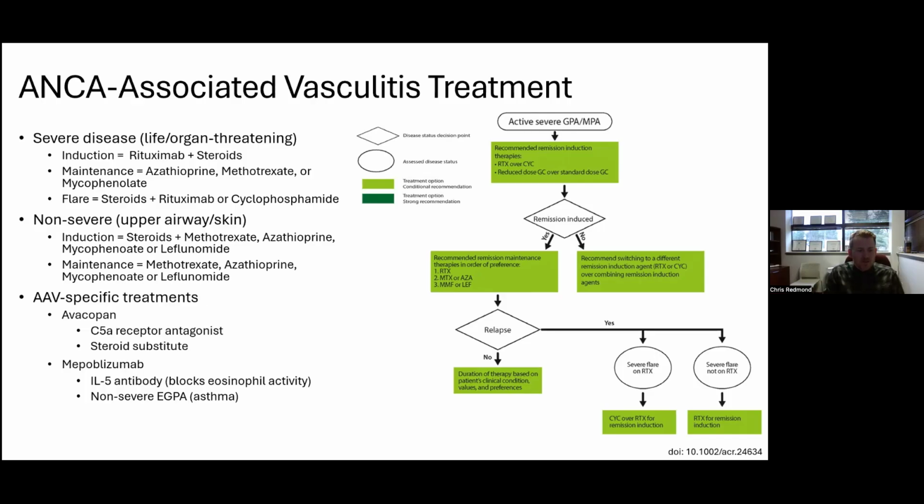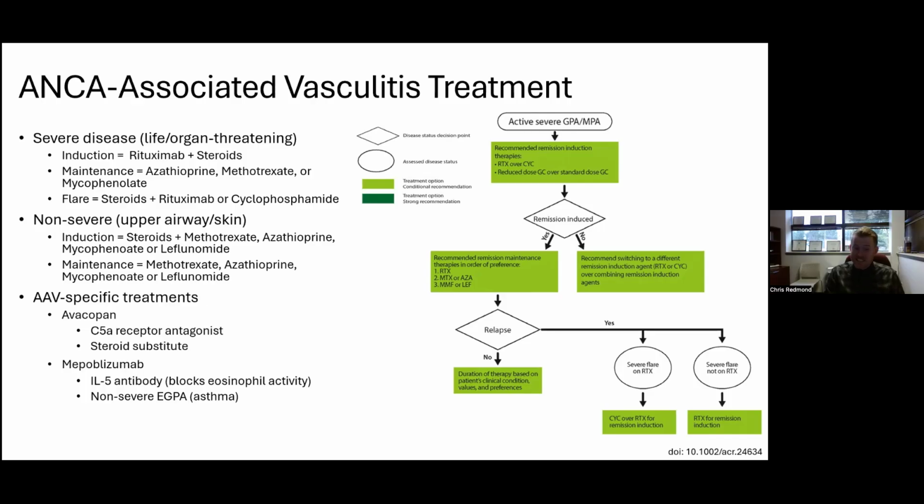So Avacopan is the first FDA-approved medication that was specifically made for ANCA-associated vasculitis. It's a C5a receptor antagonist, and so it's not used in place of any of the specialty medications. It's actually used in place of the steroids, and it's shown to be pretty successful. I will say a couple things. There have been some concerns about transaminitis in these patients on Avacopan. I think it's still appropriate to use in the right clinical setting.